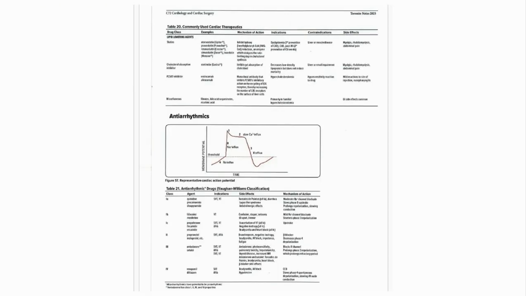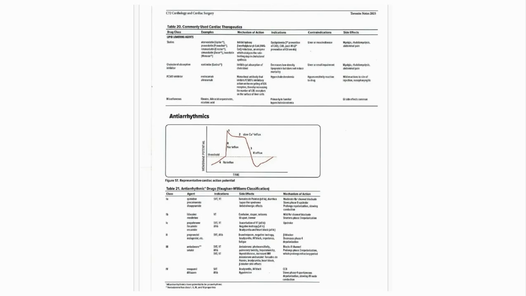Now we begin with lipid-lowering agents, which are fundamental in preventing atherosclerotic cardiovascular disease. Statins. The first and the most important class are the statins: atorvastatin, rosuvastatin, simvastatin, pravastatin, and lovastatin.